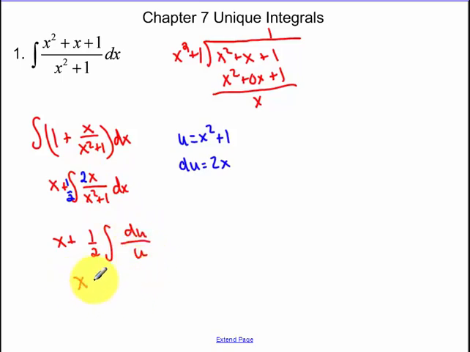Remember, the integral of 1 over u is the ln of your u plus c. My u is x squared plus 1. I guess technically I don't need those absolute value signs because x squared plus 1 is always positive, but let's put them in just in case.